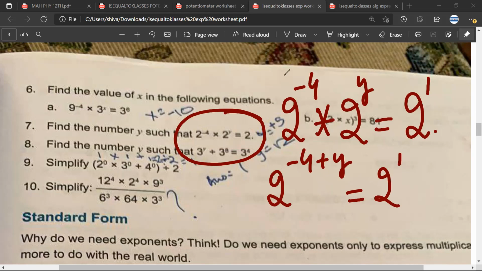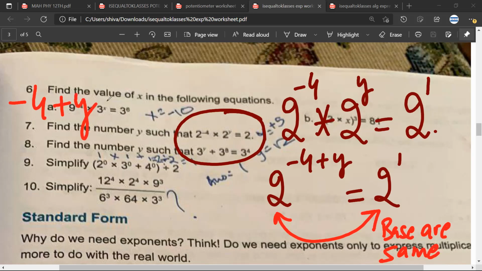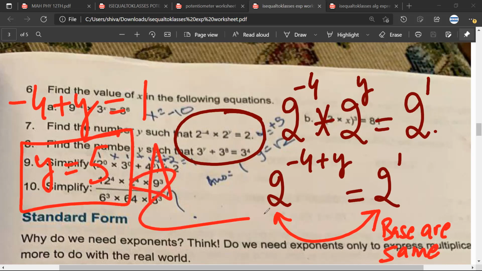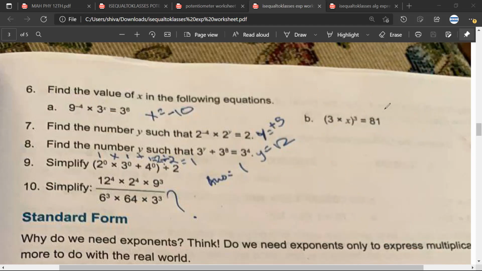So then we have to make an equation. So it will be -4 plus y is equal to 1. So we have to take the -4 to the right hand side, so it becomes +4. So 1 plus 4 is equal to 5. So y is equal to 5. Mr. Sarthak, do we agree to this? Yes, sir. So again and again, please try to understand, what I am doing is just making the bases same. That is all that I'm doing.